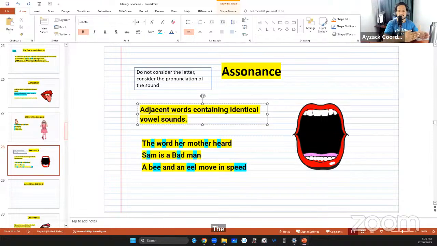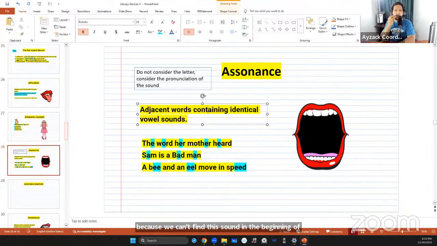It is not alliteration because we can't find this sound in the beginning of the words. We find this sound in the middle or in the ending of the words. Her mother heard.